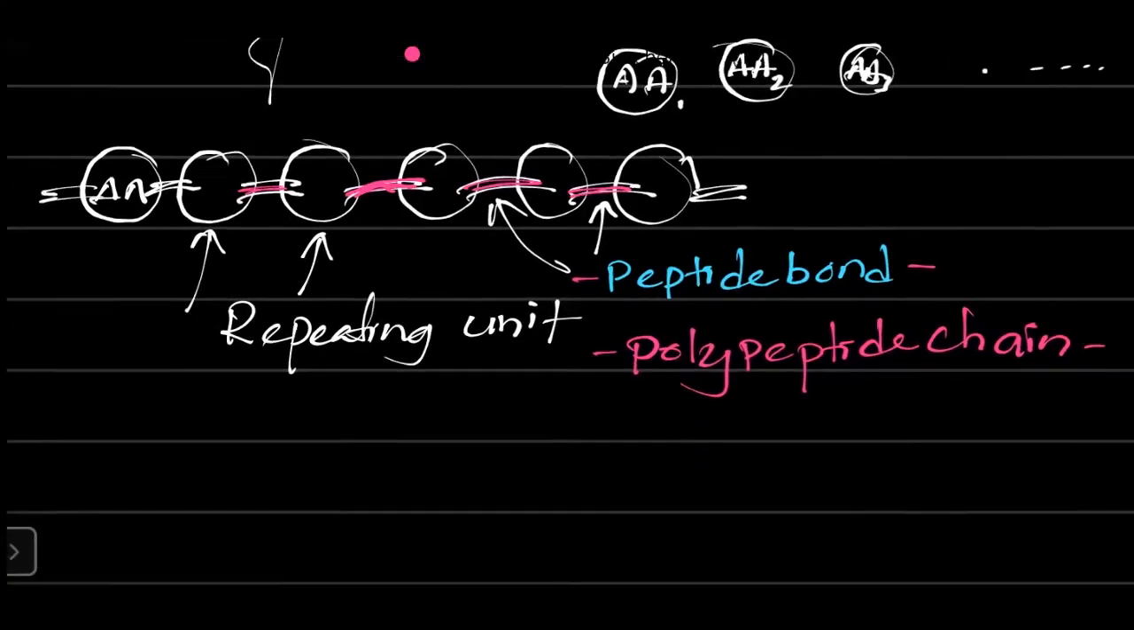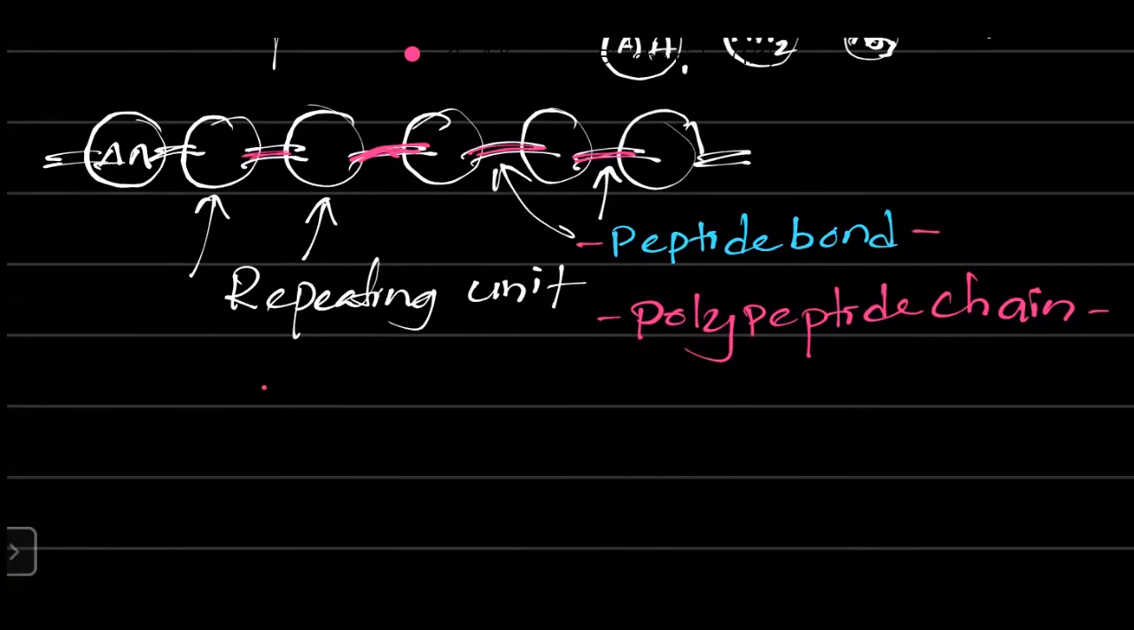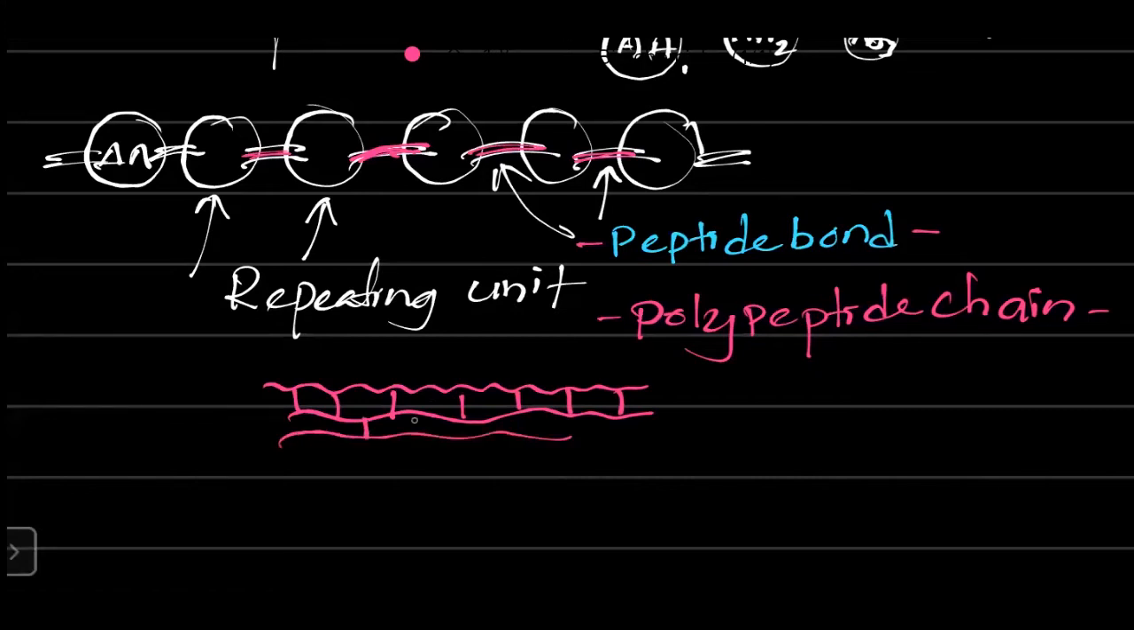Okay. Therefore, we draw the amino acids as balls, but this looks just like a thread. So this is a polypeptide chain. Sometimes these polypeptide chains make inter-bonds. So the primary structure of proteins is this thread. The polypeptide chain is the primary structure.